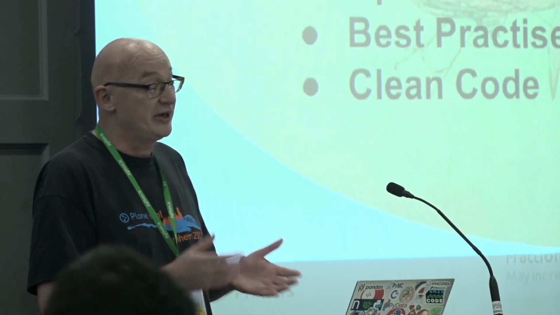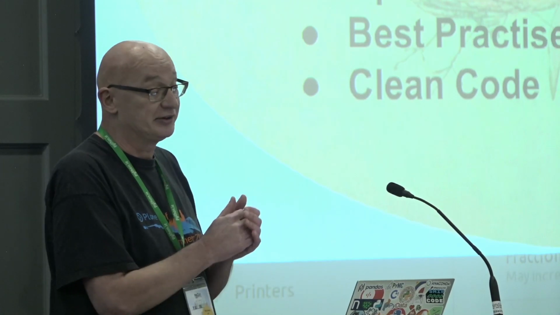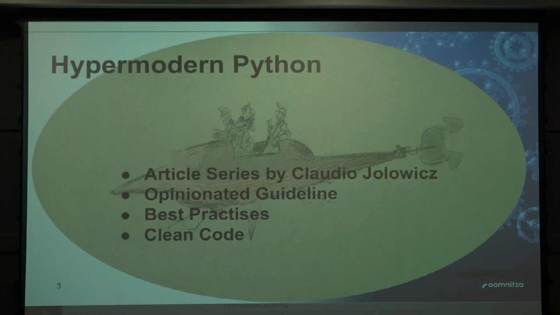So hypermodern Python is in principle an article series by Claudio Jolovic about 2 years ago now, I think. And it's an opinionated guideline to best practices and clean code on Python 3, how you can write that in the 2020s.